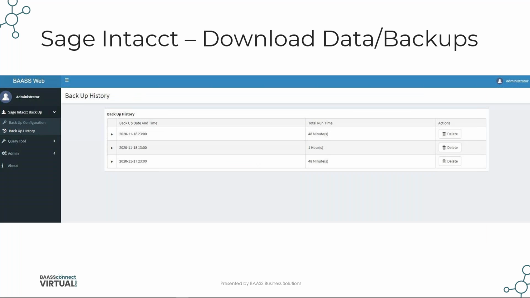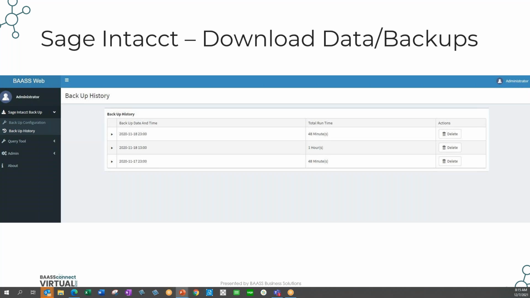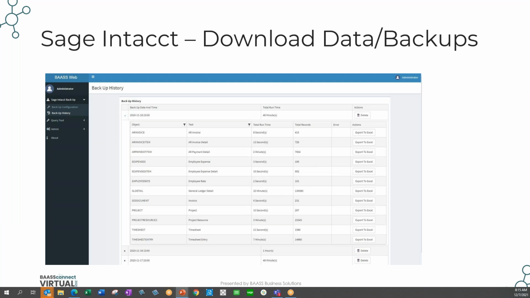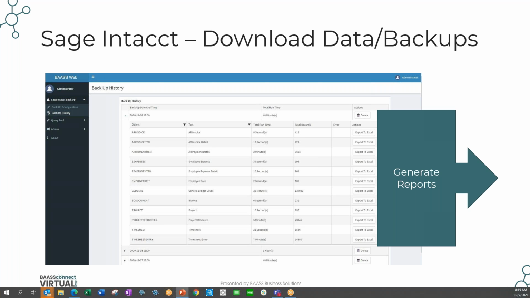Here's the backup history. As I mentioned, it creates snapshots with date and timestamps, and you're able to configure how long you want to keep these backups on your servers. If you say you want to delete every 30 days, it'll automatically go and delete those backups for you. Once you have the backup done, you're able to see the different entities that you've backed up, how many records you have. You're able to export the data in Excel and so forth.